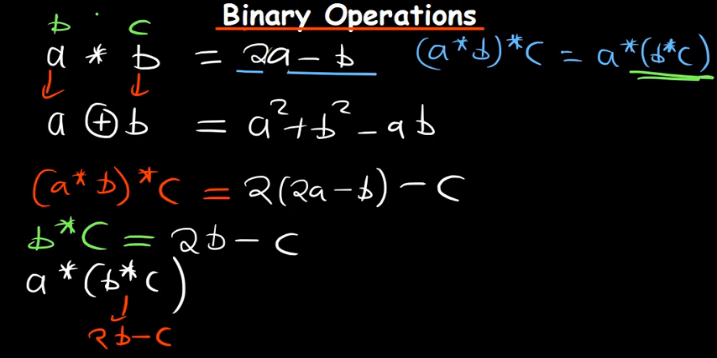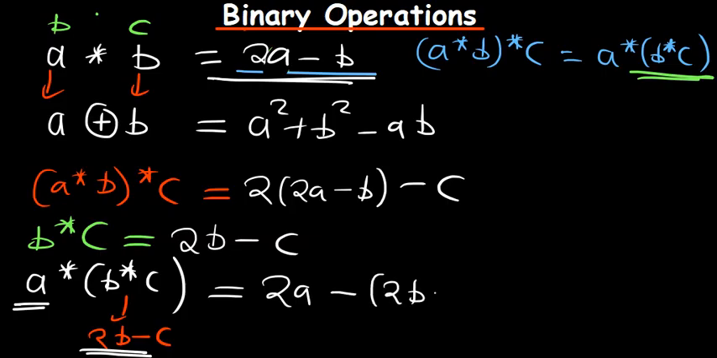So if we're going to go back to that same binary operation, it means where there's A, we're going to put A. Where there's B, we're going to put 2B minus C. So where there's A, it will remain A. Where there's B, we're going to put 2B minus C. So we found both the left and the right hand side.